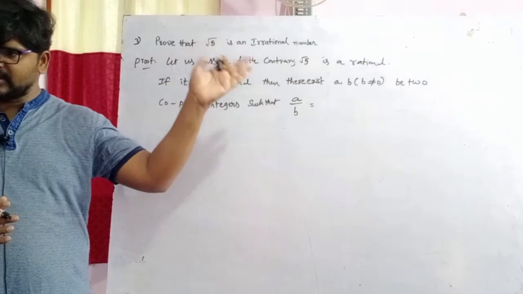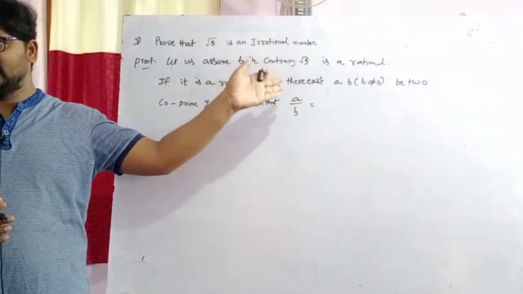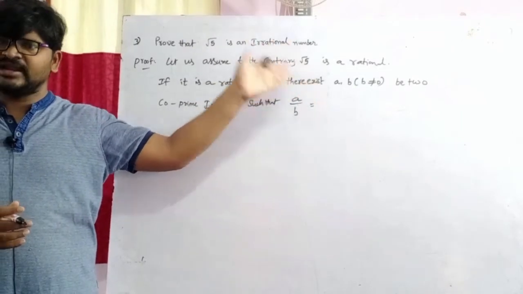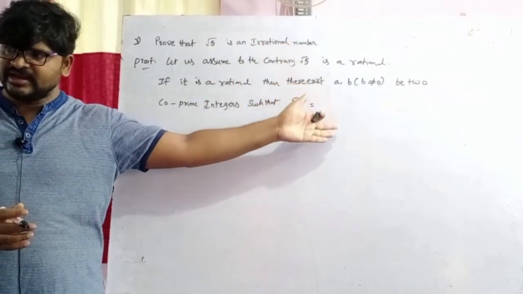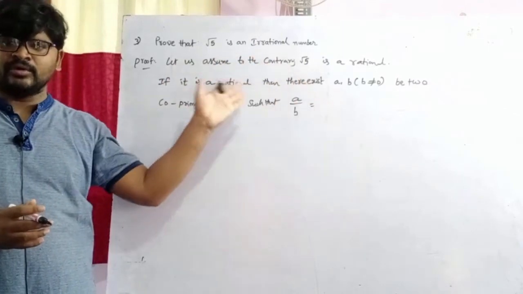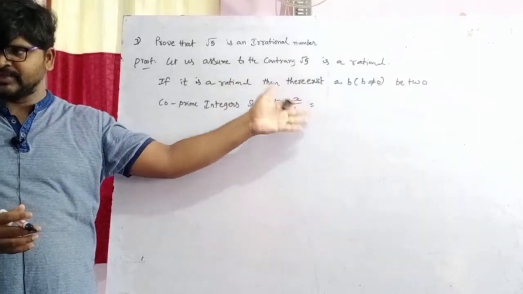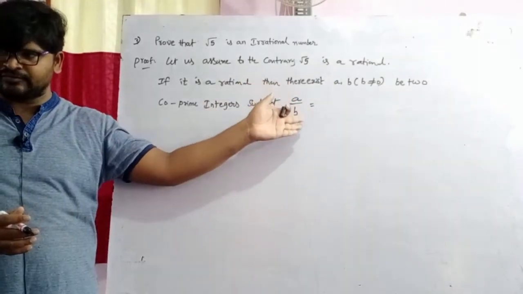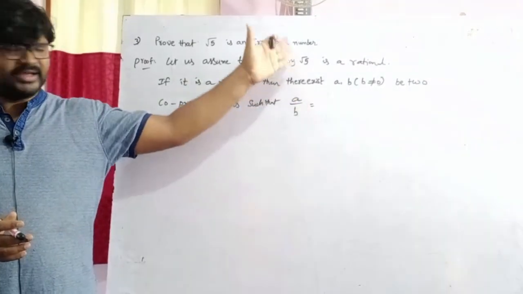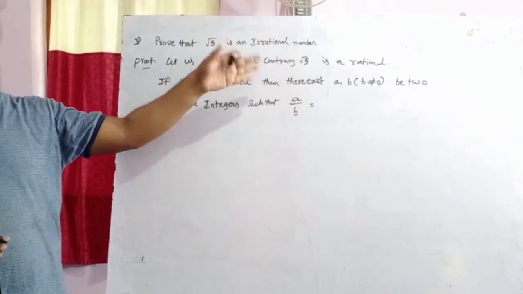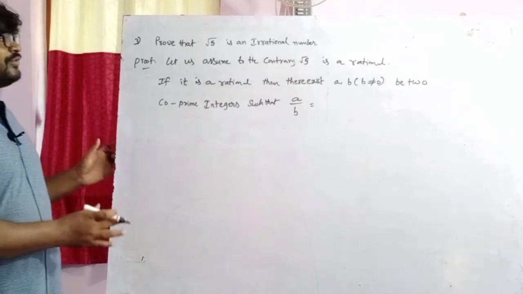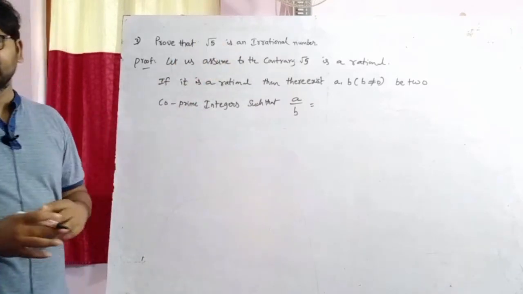So let us assume to the contrary, root 2 is a rational. Let us assume to the contrary, root 3 is a rational. Let us assume to the contrary, root 5 is a rational. Let us assume to the contrary, root 7 is a rational. It's clear? If it is rational, then there exist a, b, b not equal to 0, b to co-prime integers such that a by b equals root 2, or a by b equals root 3, a by b equals root 5, a by b equals root 7, a by b equals root 8. This is the same concept as root 2, root 3, root 5, root 6, root 7, and so on. It's clear? Now, we have to discuss whether root 5 is irrational or not.